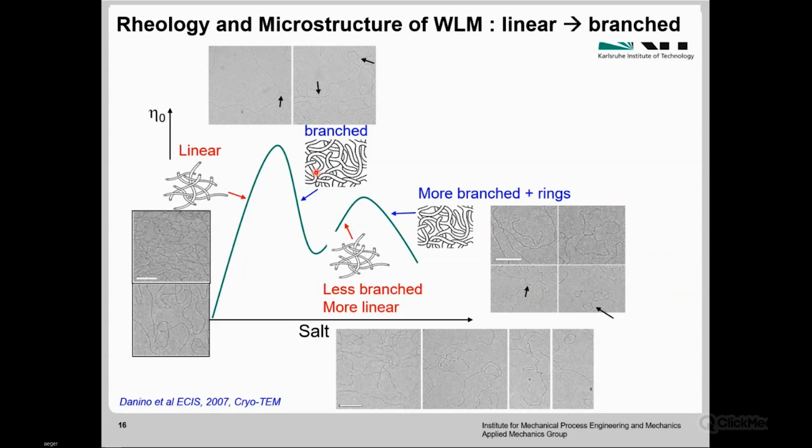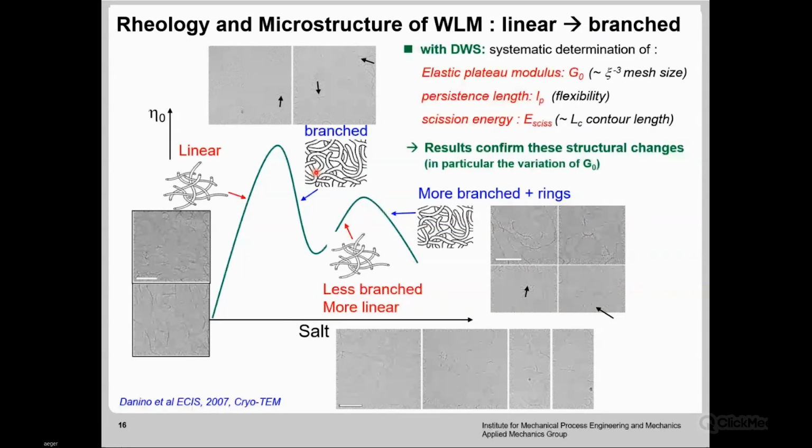what we have done is measure systematically the variation of G0, the elastic plateau modulus, the persistence length, and also the scission energy as a function of salt concentration. Basically, we follow this salt concentration, and all the results confirm that we have a structural change from linear to branched. And specifically, the variation in the elasticity of the system.